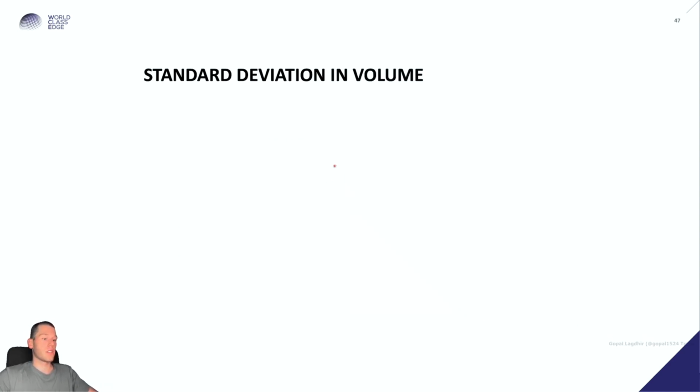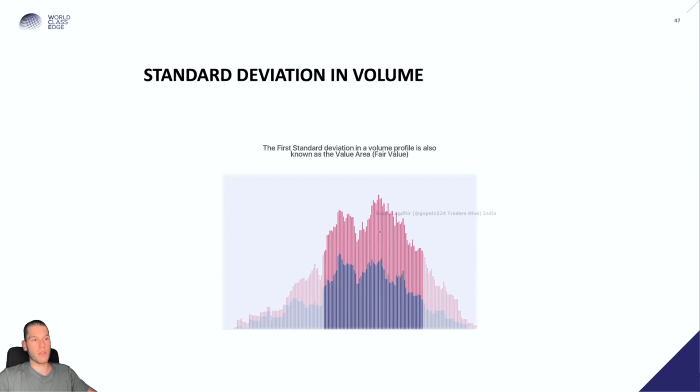Standard deviation is also something we use in volume. And we know the first standard deviation in volume profile is publicly known as the value area or fair value. So when you have a volume profile, you look for where are the 70%. So you have the highest or the median, which is most of the time somewhere in the middle, and then where is the area to the bottom and to the top where we have 70% of the volume.